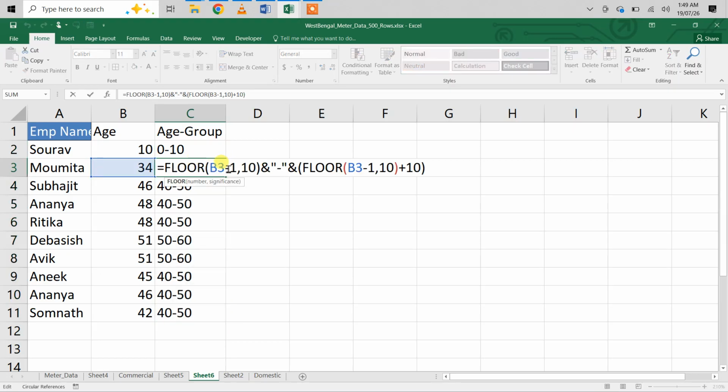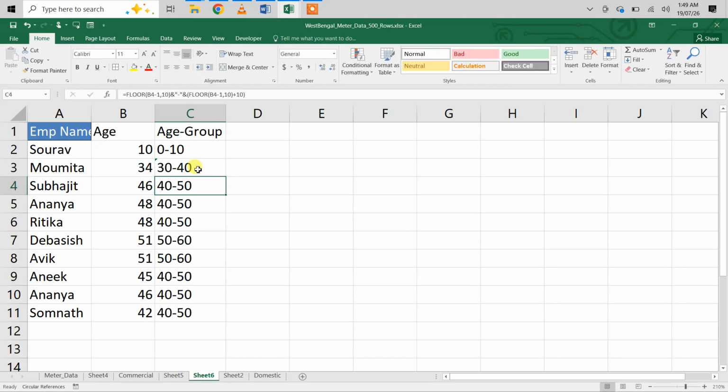If we didn't subtract 1, what will be the value? Let me clear this one and let's see. It's 30 to 40, but if I give the value 30 in here, it's 30 to 30, it should be 30 to 40. So now if I give the value in here with B3 minus 1, the answer would be 20 to 30.